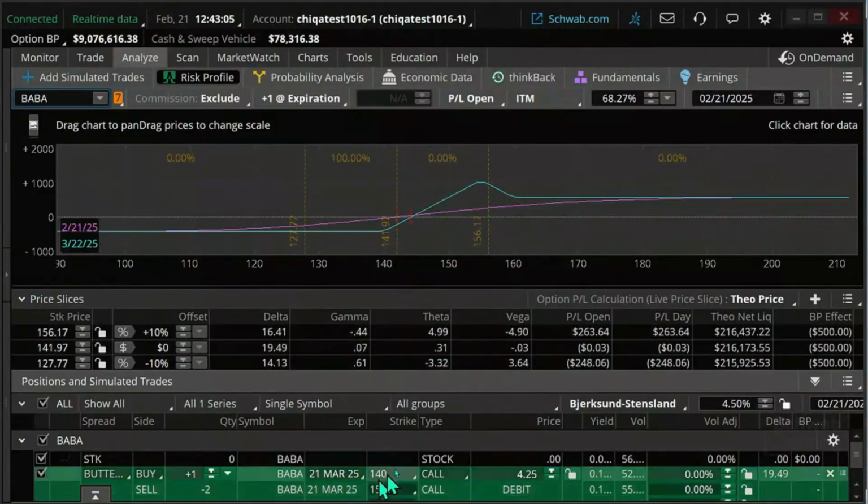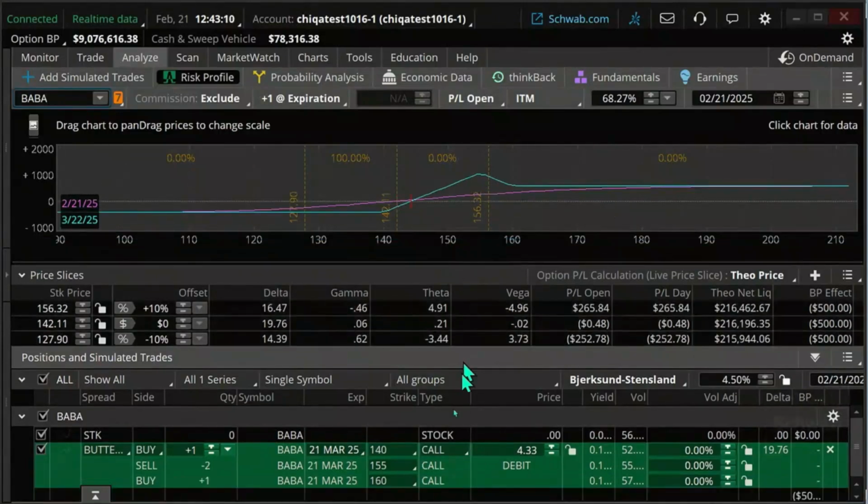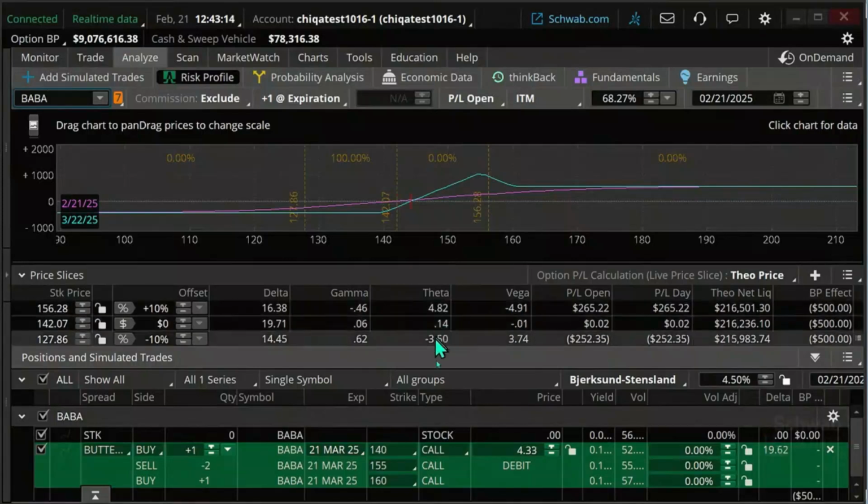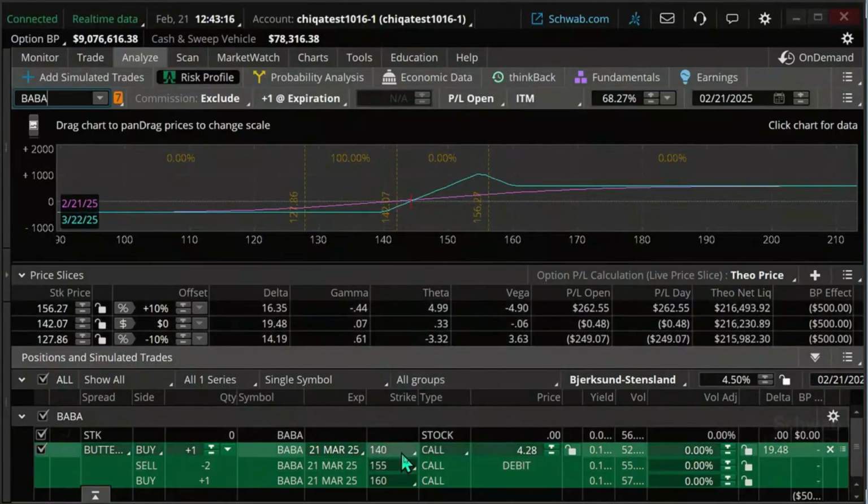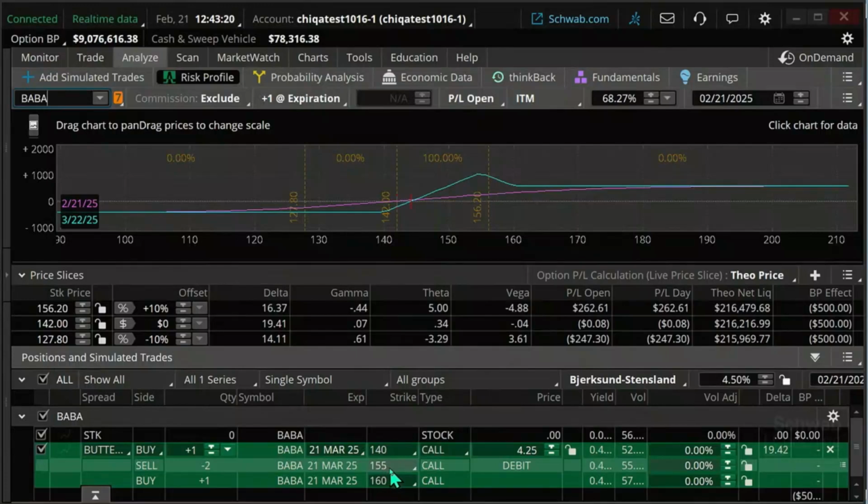This is what we call an unbalanced butterfly. Okay, again, I'm not going to get into the details of the trade here today because our goal is to look at this risk profile graph. You can see it's unbalanced because in a normal butterfly, I'd have an equal distance between the middle strike and our high strike and the middle strike and our low strike.